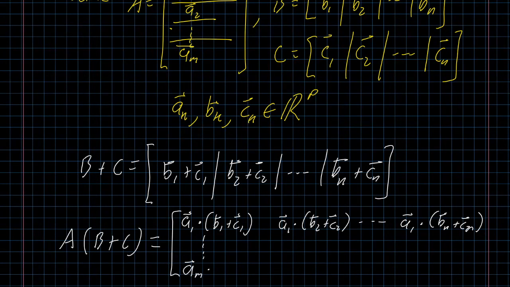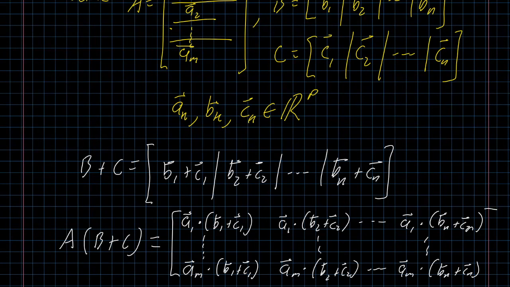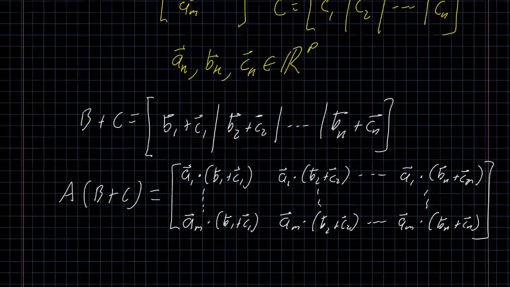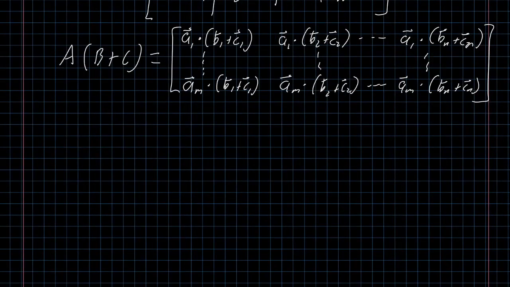The mth row of A dotted with B1 plus C1. The mth row of A dotted with B2 plus C2. And then continuing down until we get the mth row of A dotted with Bn plus Cn. That's probably the confusing one to think about. It's a little bit easier to think about what would happen if we just want A times B.